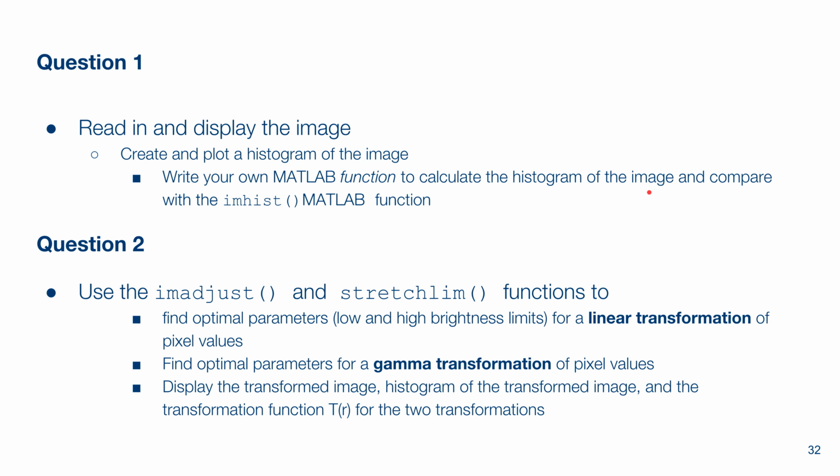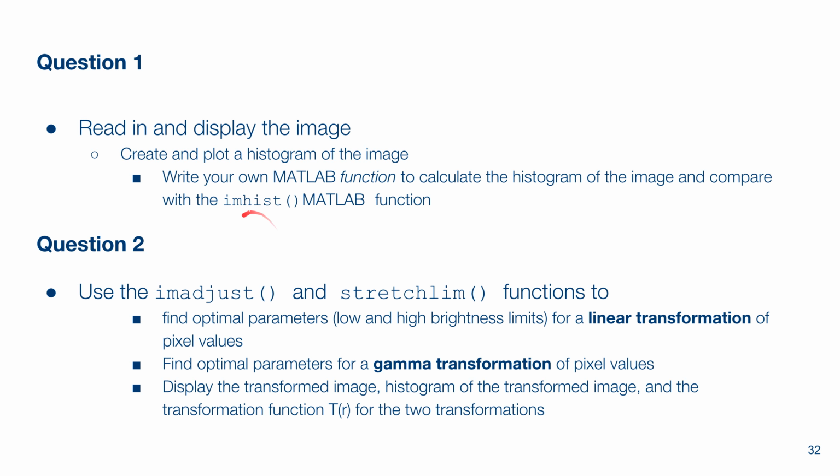But I also want you to write your own MATLAB function to calculate the histogram of the image, and then you're going to compare the output of this function operating on the input image compared to the imhist output. Okay. So remember, I showed on one of the earlier slides the expression you need to calculate the histogram of an image. You're going to do that yourselves, and then you compare it with the results of MATLAB's built-in histogram function.